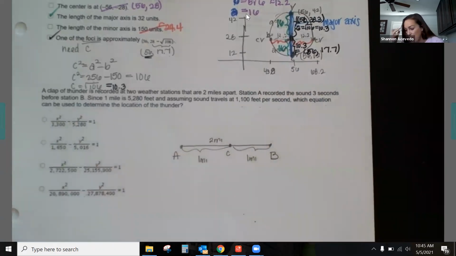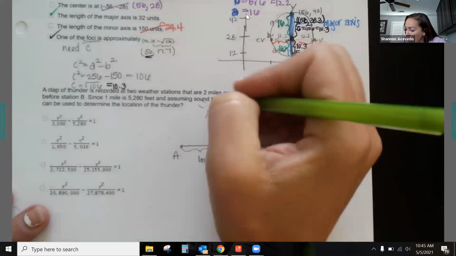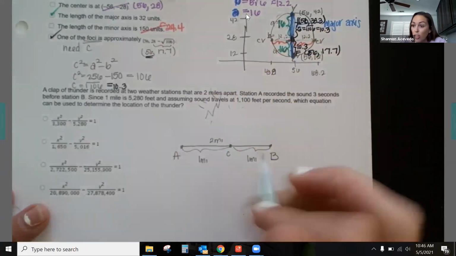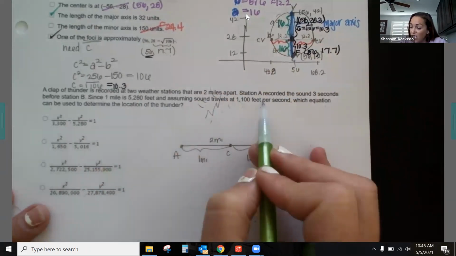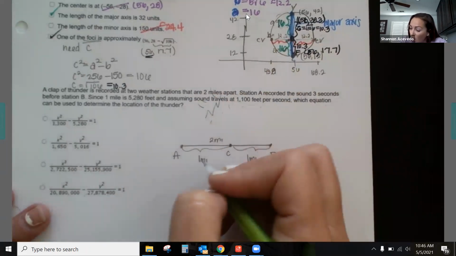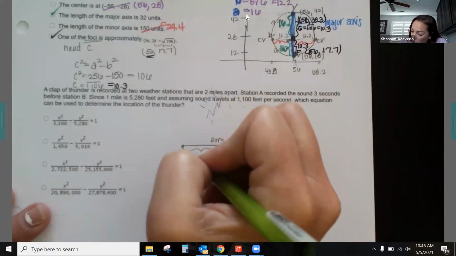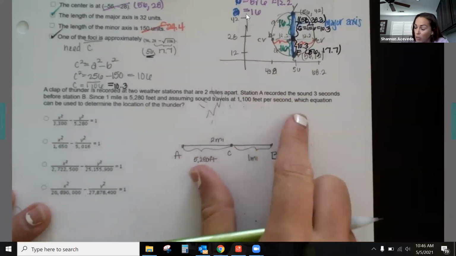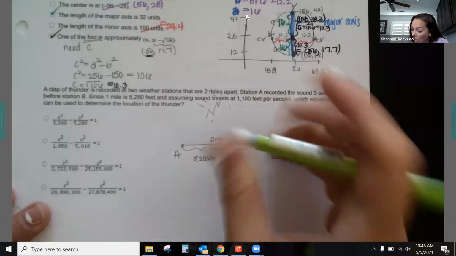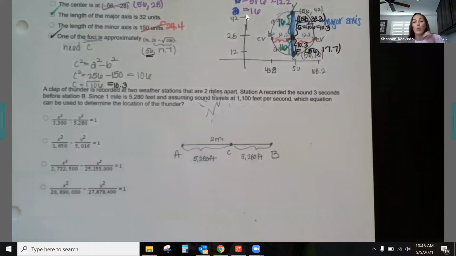Okay, so here's what's happening. We have some thunder outside here. There's my lightning to show my thunder, and it's making some sound. Station A hears it 3 seconds before station B does. Notice that this is in feet. They gave me that 1 mile is 5,280 feet. So instead of using this as 1 mile, I'm going to change this to 5,280 feet so that my units are the same throughout, because this is in feet per second. So I'm just going to mark it here.